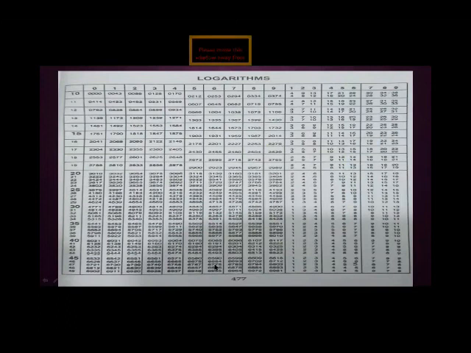Now this is the log table. This is the log table that is present on page number 477 of your book, and this is from 10 to 49. From 10 to 49, it is present on page number 477 of your book. You may find the value of any number, like 93.